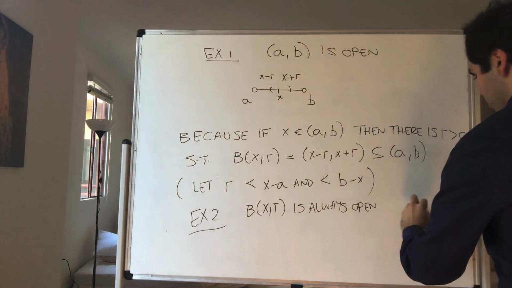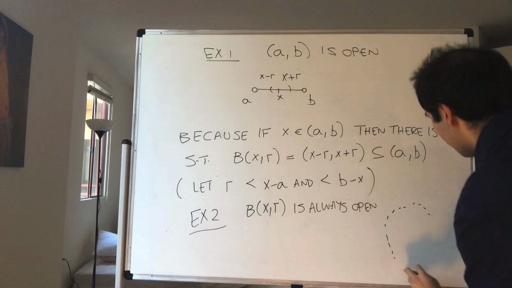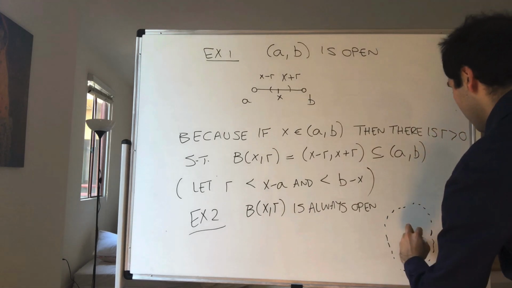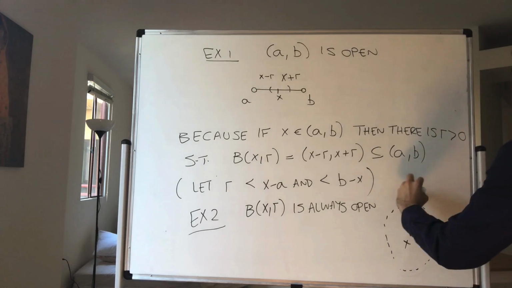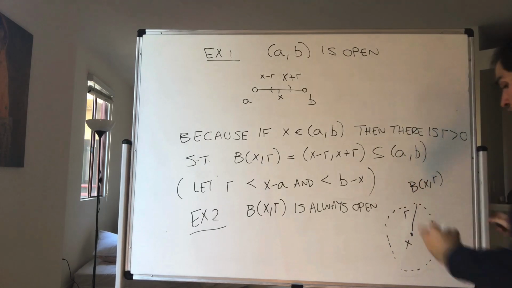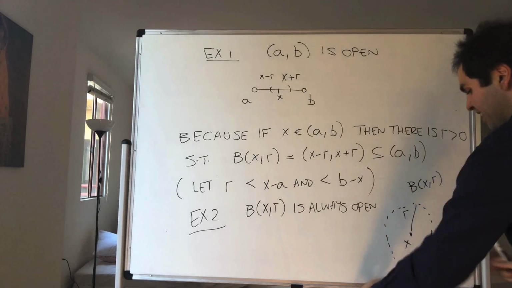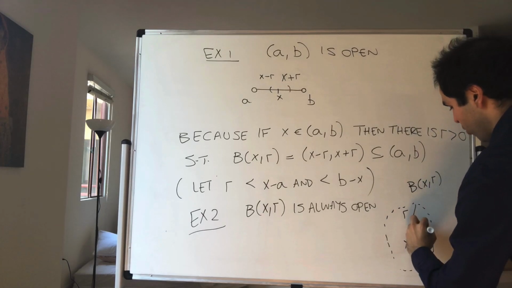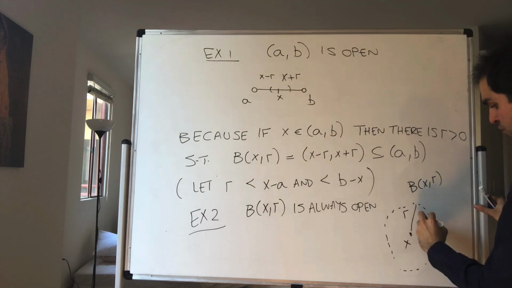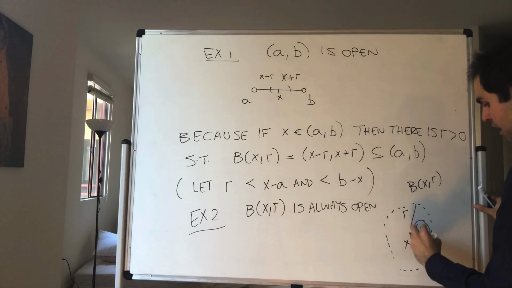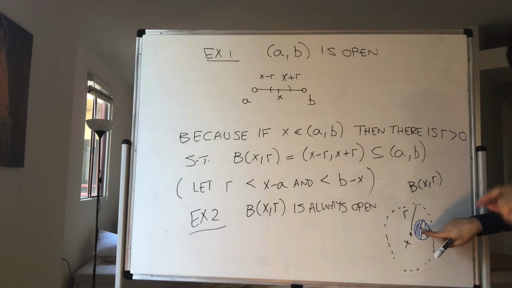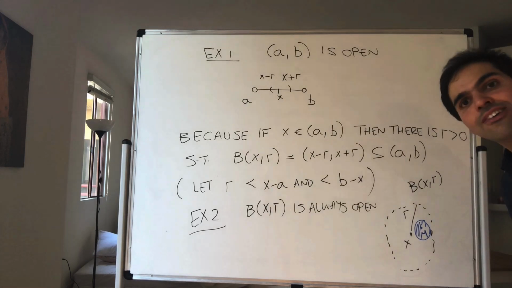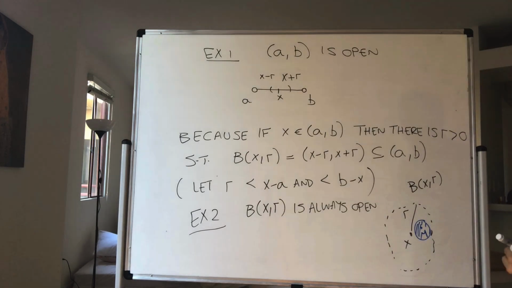Why? Because consider again this huge ball, B(x, r), that is x and that is r. Well, look. No matter which point you pick in that ball, let's say y, you can always fit a very small ball inside of it. In other words, no matter which y you pick, you can still move around a little bit and still be in that ball.